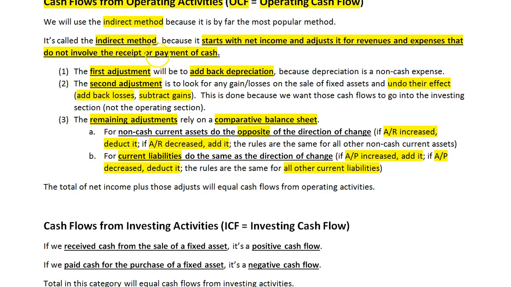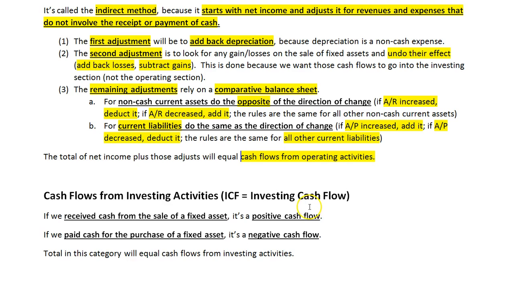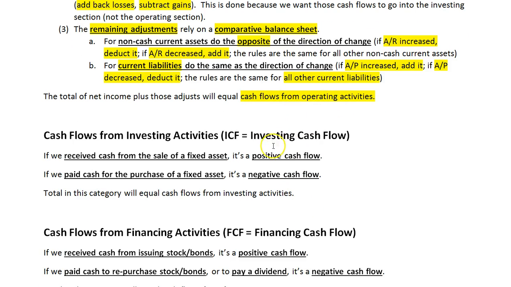Alright, if we add up all these numbers, starting with net income plus all these adjustments, some of them may be negative, so we would just basically sum up all the numbers of these adjustments with net income, and we'll get to the operating cash flow section, or the total cash flows from the operating section, which is one of the 3 sections.